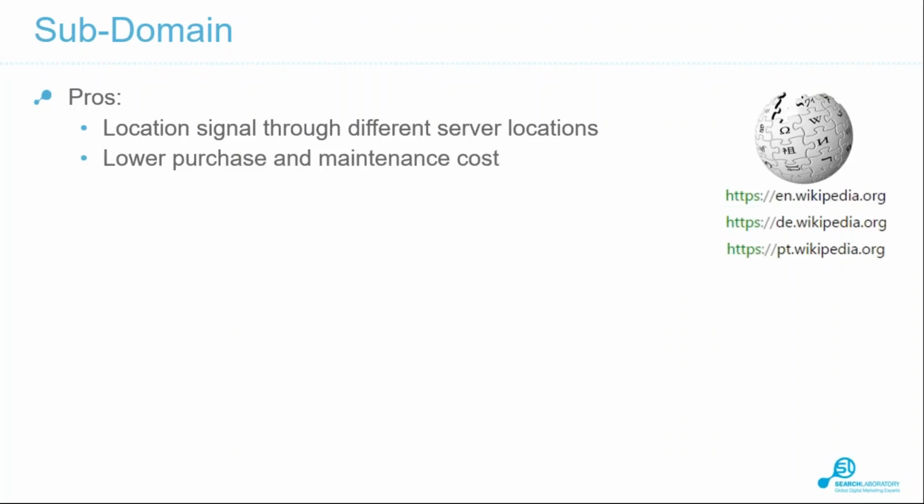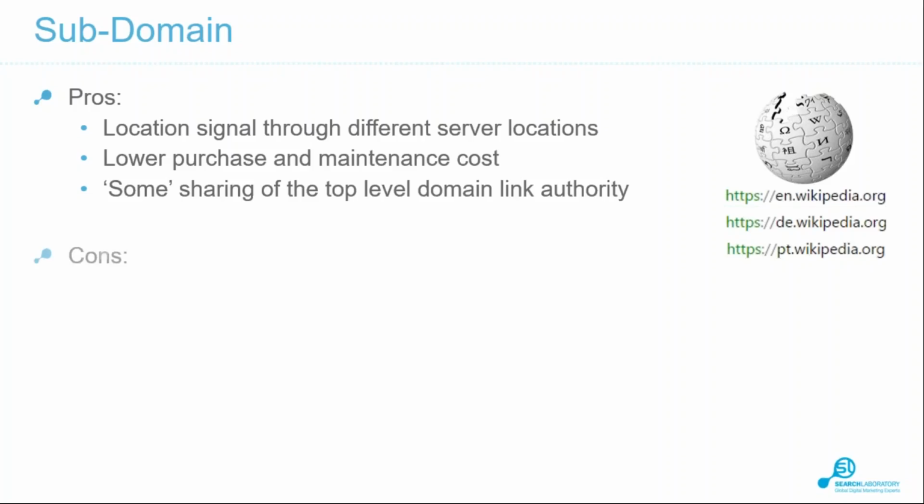There's also the lower purchase and maintenance cost versus purchasing an individual top-level domain for each country you want to target. And there is some degree of link authority sharing from that main top-level domain. So wikipedia.org, all the subdomains and all the subpages on it will see some benefit, but it's certainly not as strong as the subfolder approach that I've talked about so far.